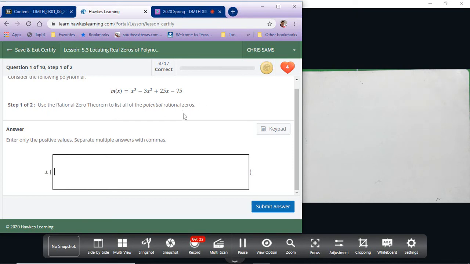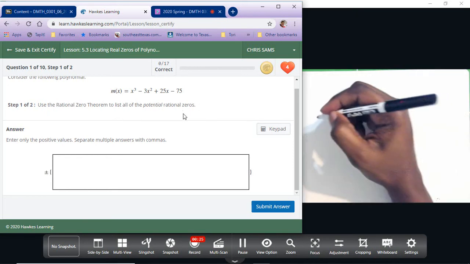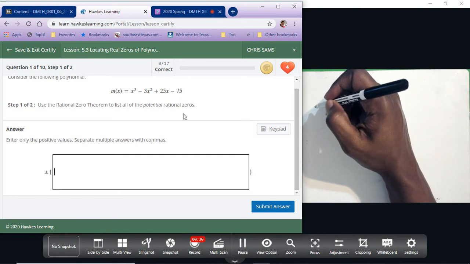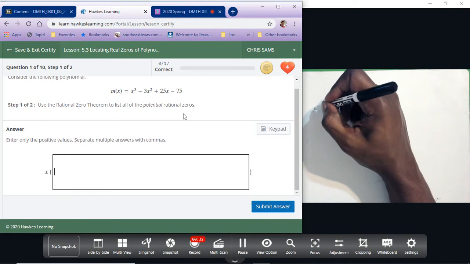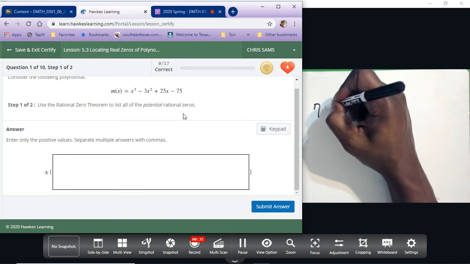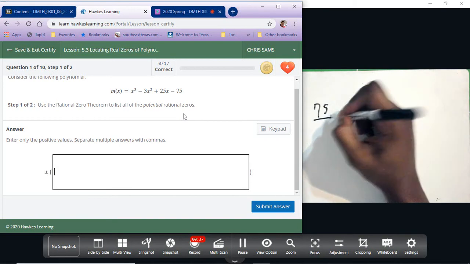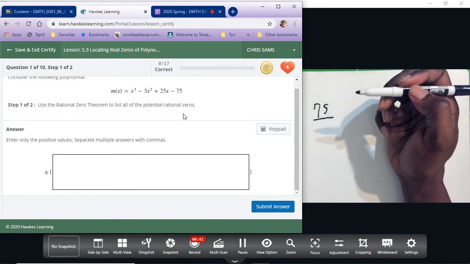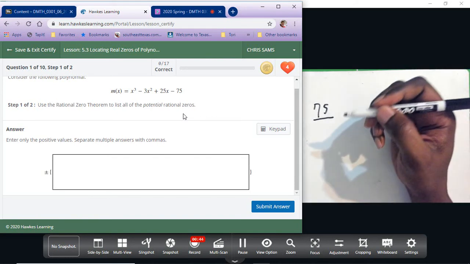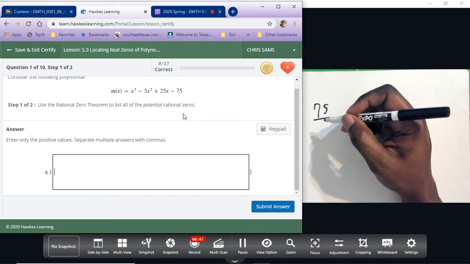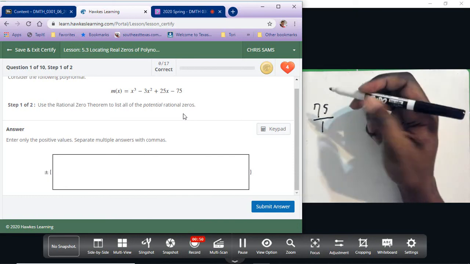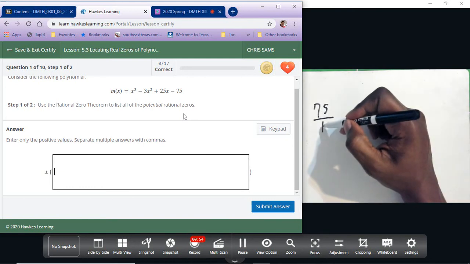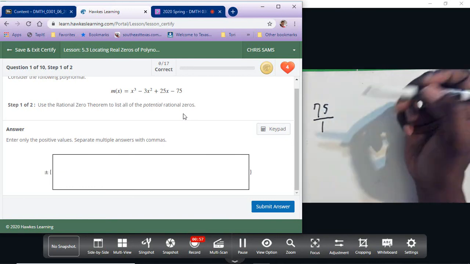rational zeros. The way we do that is we take our polynomial and we're going to take the constant at the back, that is 75. Don't worry about the sign right now. And then we're going to take the leading coefficient. So make sure your polynomial is in order from largest to smallest power, and then we're going to take the leading coefficient, which is a 1. We're going to list all the factors of 75 and all the factors of the coefficient, and we're going to divide each number by each term.